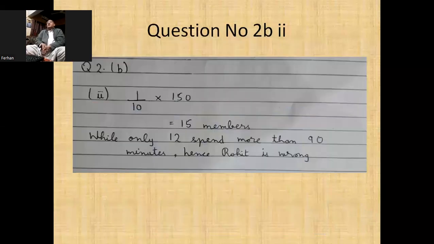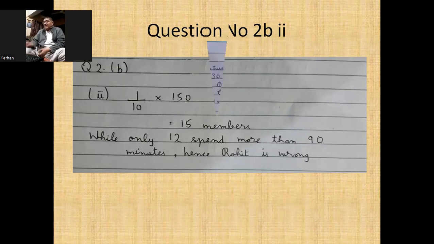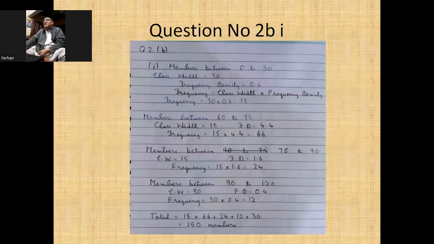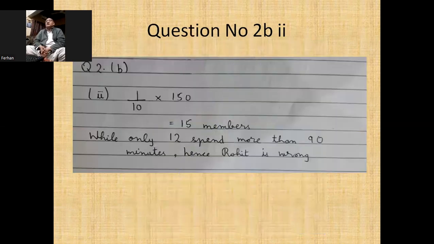Okay, so 1/10 of the 150 will be 15 members, and we have seen that that class has only 12 members. So he's not right. So while only 12 spend more than 90 minutes, hence Rohit is wrong. I hope you understand this question.